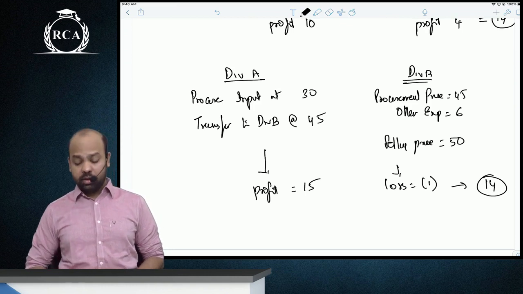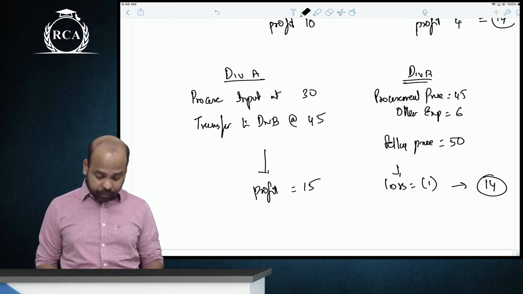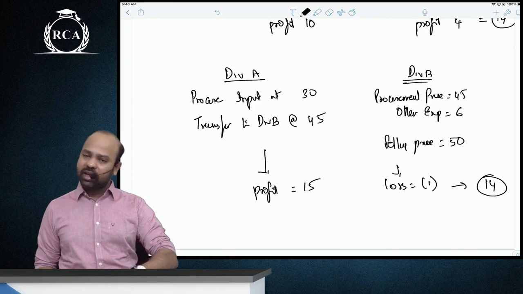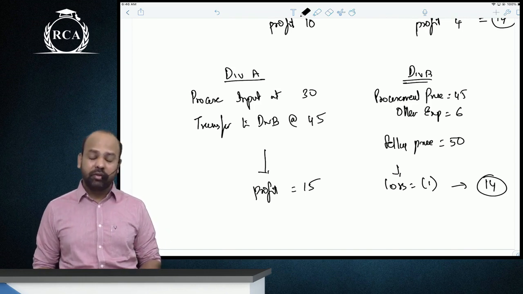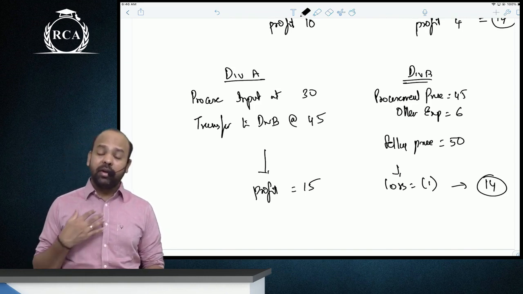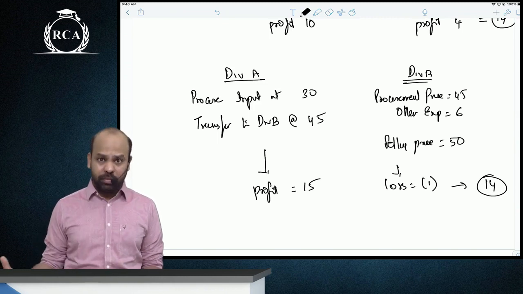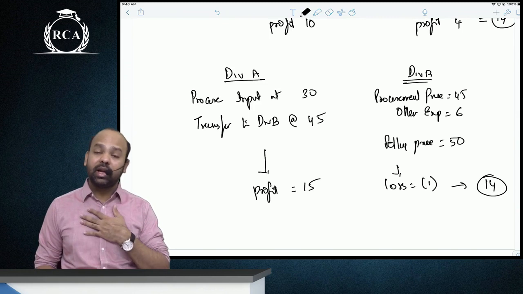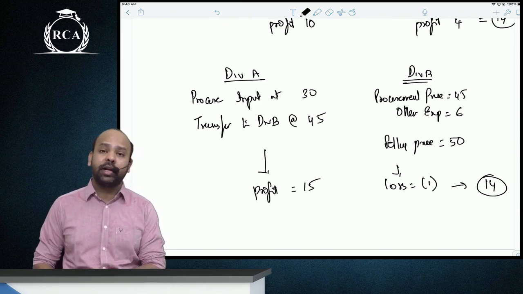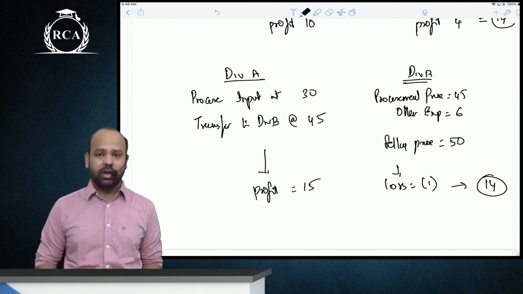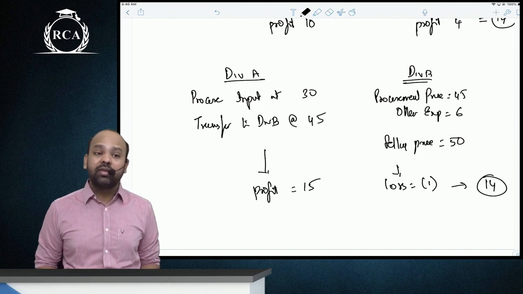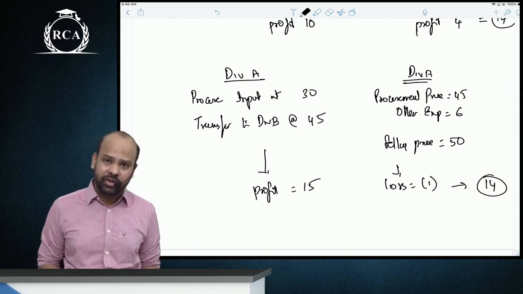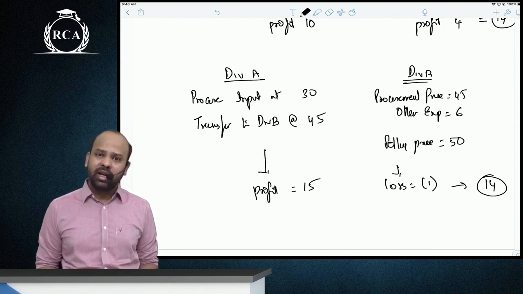What if division A says that I will transfer at 45 only, and division B says even my performance is being evaluated on the basis of profits that I am reporting? If division A transfers the input at 45 rupees, division B is incurring losses, and its performance evaluation goes for a toss.